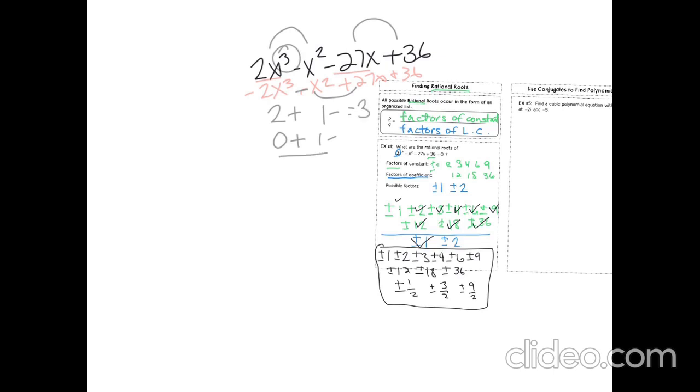But what about this guy? This is saying I have 0 positives. I have 1 negative, which means on the imaginary side of things, I must have 2 of them, because it would have to add up to 3.